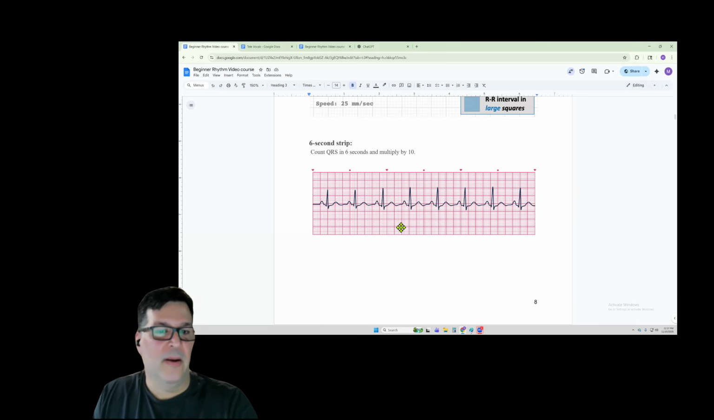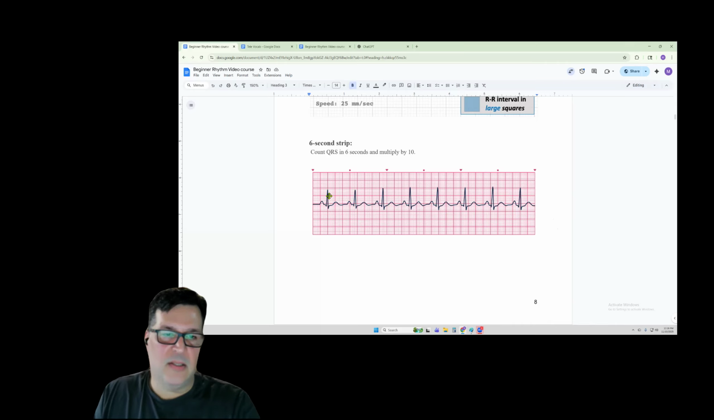Anyway, sorry, that was a struggle there. With a 6-second strip, you just count the R to R's. 1, 2, 3, 4, 5, 6, 7. And you can roughly say that is a heart rate of 70. Yes. So saying that, you can see how this QRS lands right on this line right here.